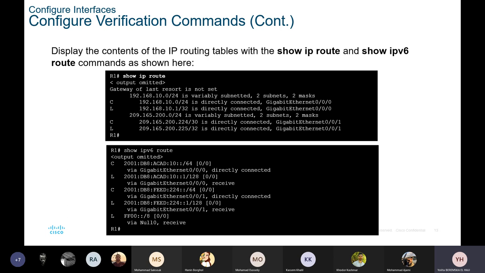The same thing we can see if we use show IPv6 route, but in this case, we are going to see the same information defined in IP version 6. Also, we have directly connected networks. This is what we have seen there, the local or logical with /128 for the interfaces, etc.